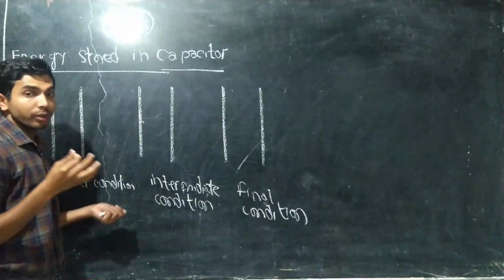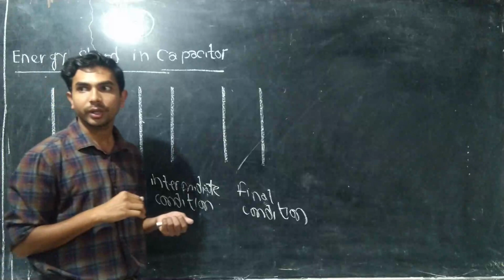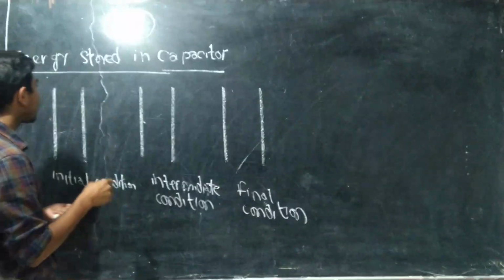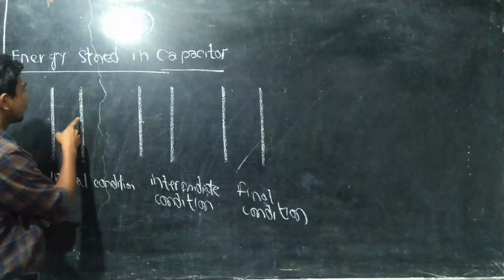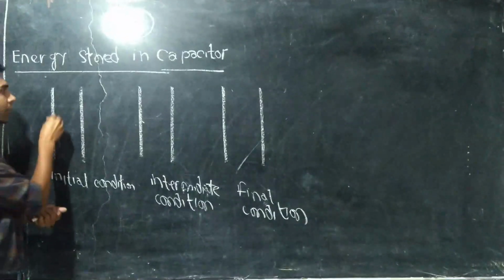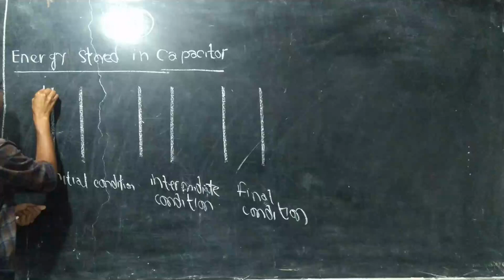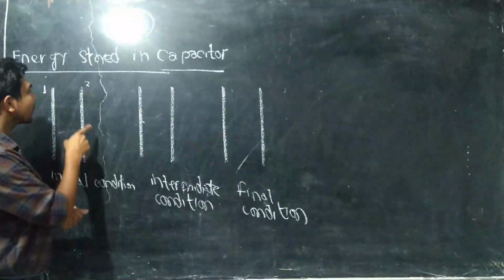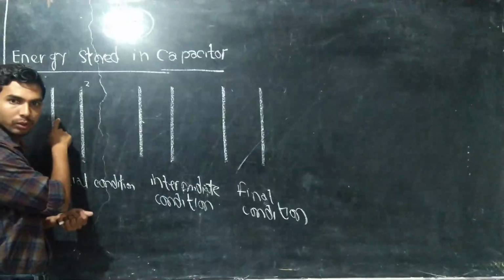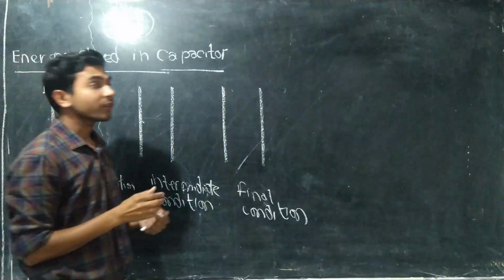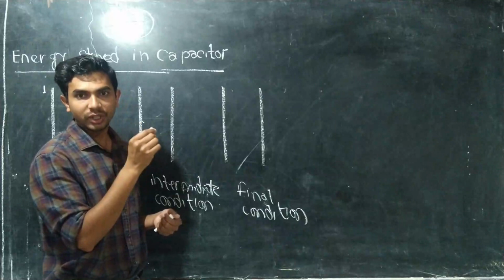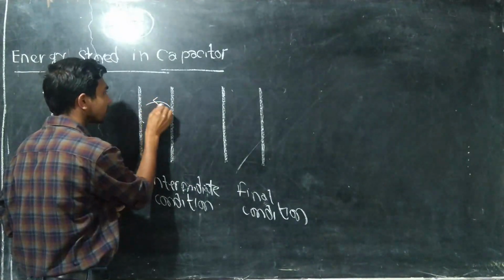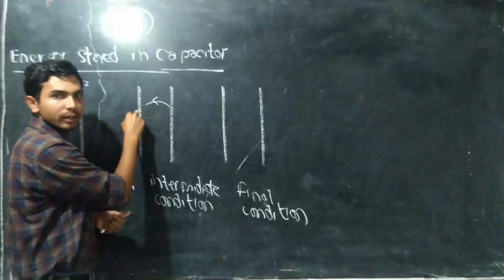Now what is the intermediate condition? Basically, the external agent is doing work. How is it doing work? It is bringing charge from this plate to this plate. Suppose this is plate 1 and this is plate 2. It is bringing charge from plate 1 to plate 2. How much charge? A very small charge, dq.